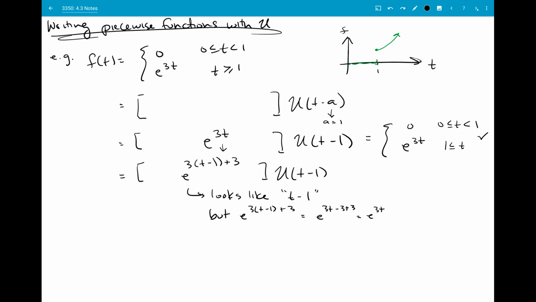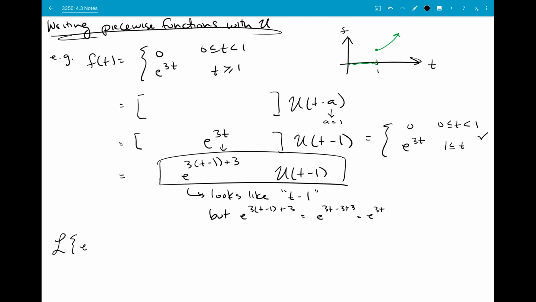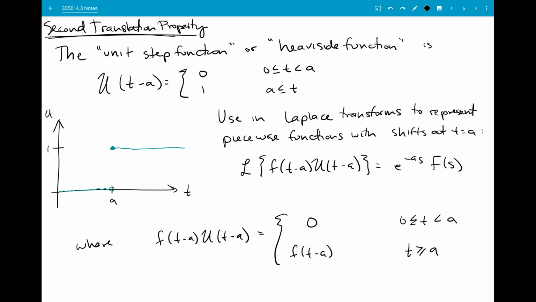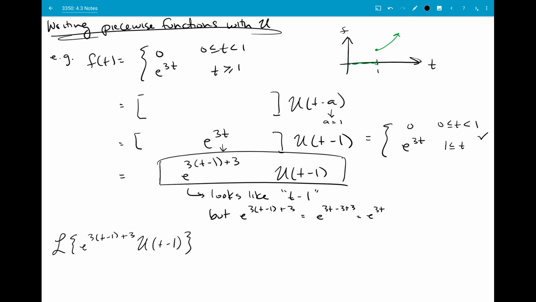I'll go ahead and erase my brackets at this point. My f would be that thing right there. And so if I was thinking about taking L of e to the 3 times t minus 1 plus 3, u of t minus 1, I know that I could use this property right here, that it's e to the minus as F of s.